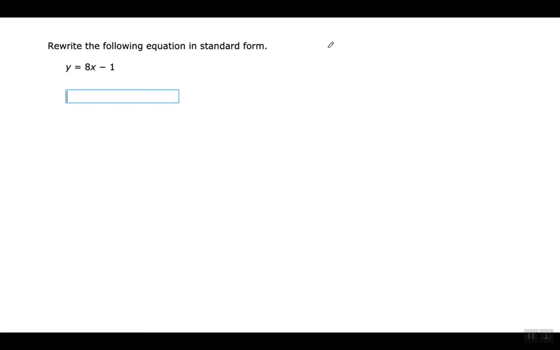All right, now here's another one where the number in front of x is already positive, so you shouldn't move it.